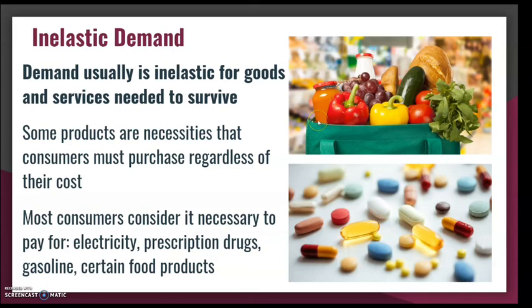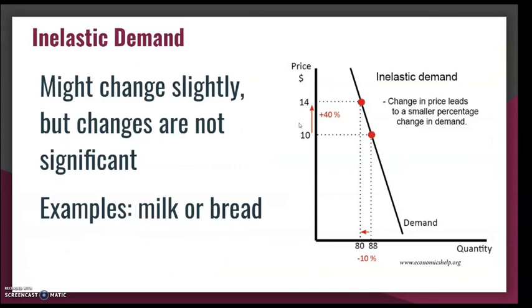Inelastic demand might change slightly. This change is not significant. And just think for a second, consider a staple food item such as milk or bread. Some consumers may not buy as much when the price increases, and overall demand will stay about the same. And it's important that you know that price doesn't influence inelastic demand as much as it influences elastic demand.